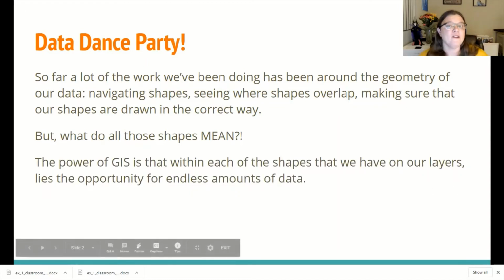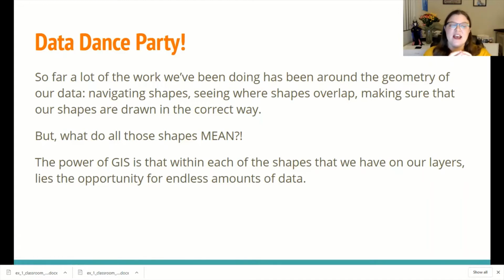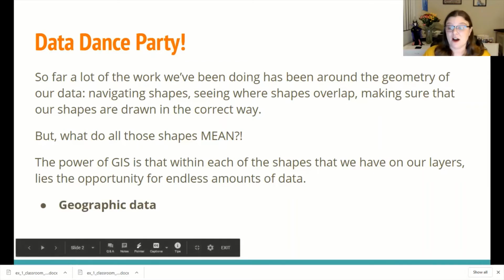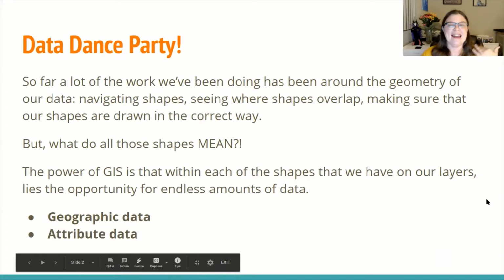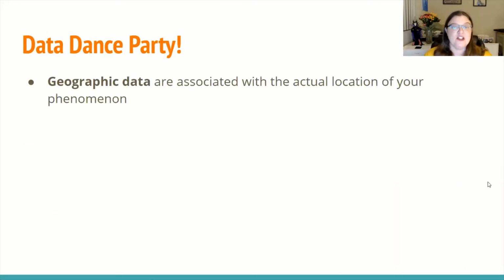So the big power of GIS is that within each of these shapes that we have on our layers is all this endless amount of data. And this data falls into two different categories. Geographic data, which is what we've been doing so far, and attribute data, which is what we're talking about today. So geographic data is going to be associated with the actual location of your phenomenon. Again, what we've been doing so far.